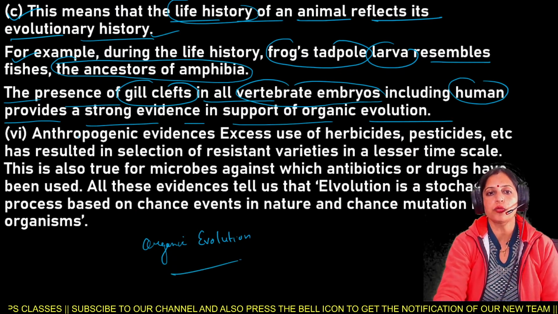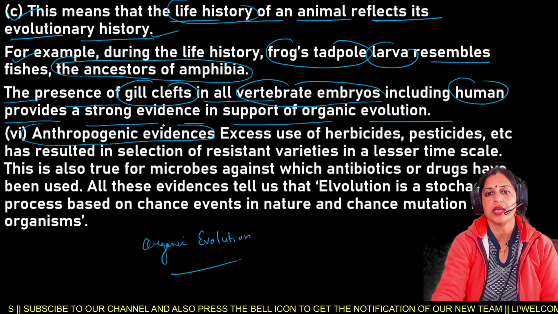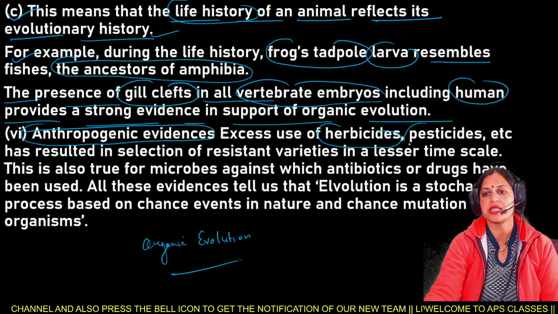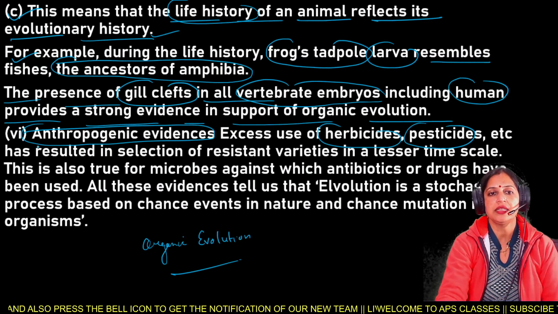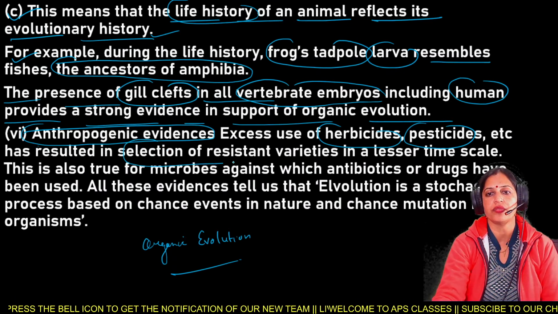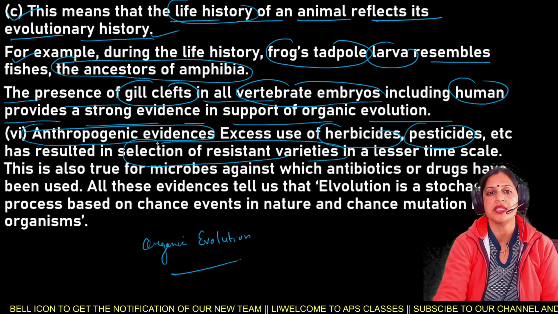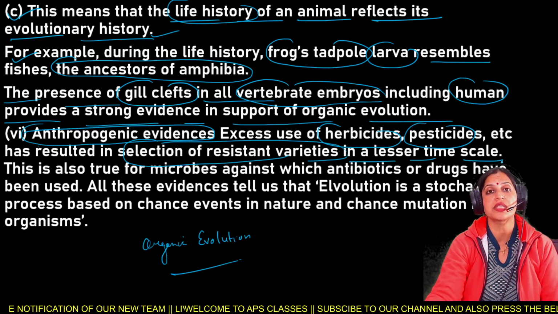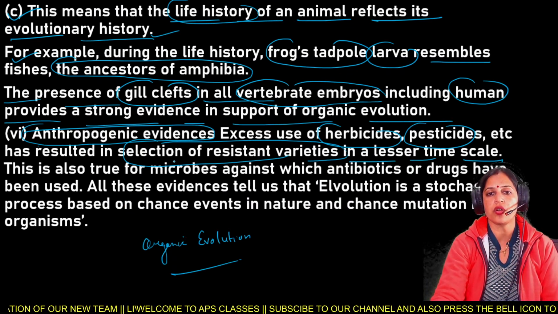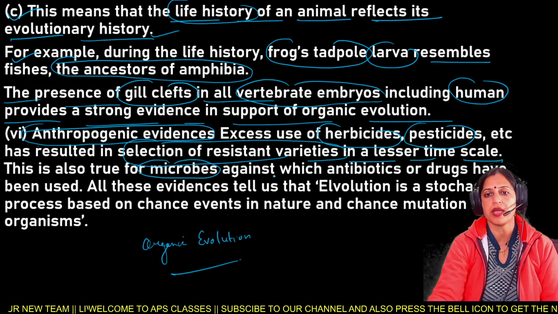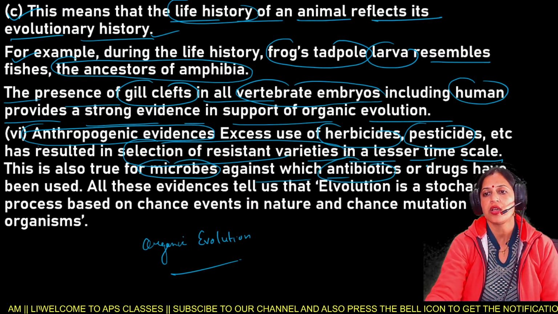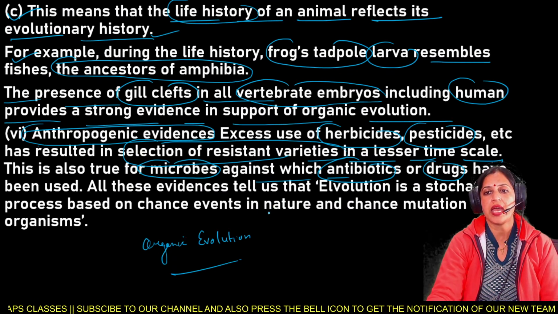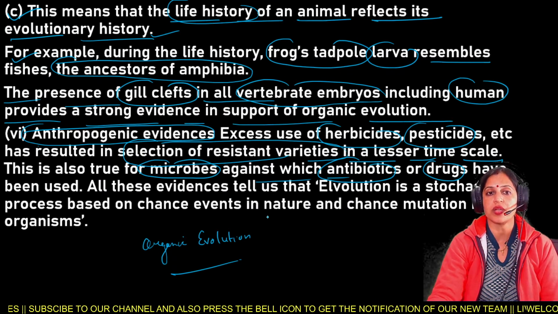Next is anthropogenic evidences. Excessive use of herbicides, pesticides, etc. has resulted in the selection of resistant varieties in a lesser time scale. This is also true for microbes, against which antibiotics or drugs have been used.